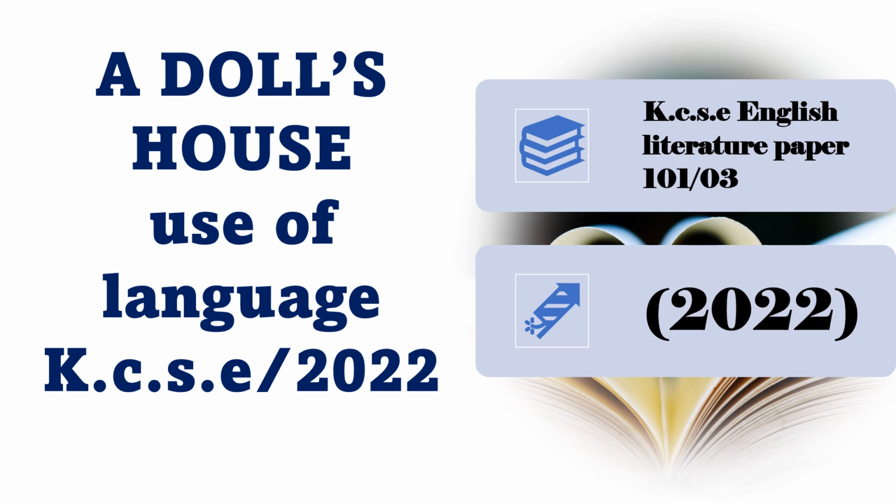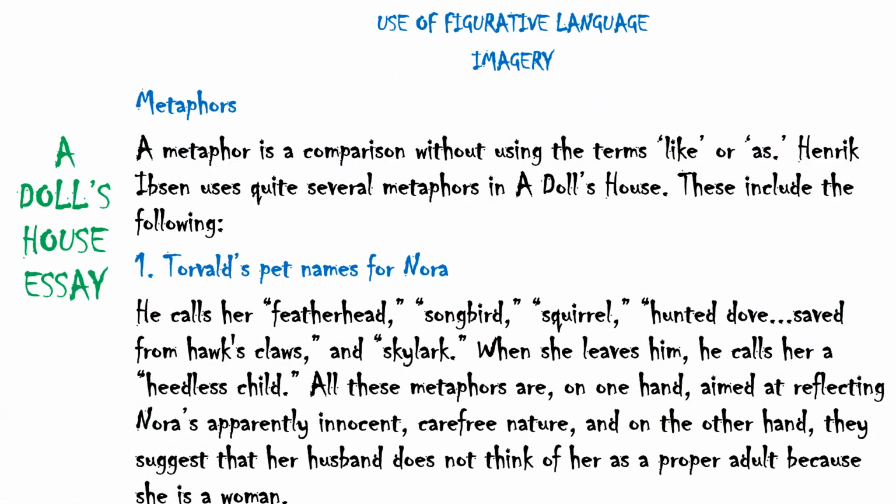This time we're not going to be looking at the essay. We're going to look at the use of language and how figurative aspects have been used in the play, and how effective they are to the readers. It is still KCSE English Literature Paper 101, the year is 2022. Make good use of these. You never know. So without wasting time, let's dig into our first figurative language that is conspicuous or evident in the play.